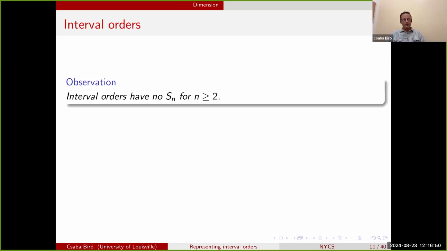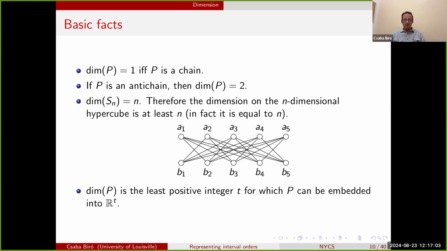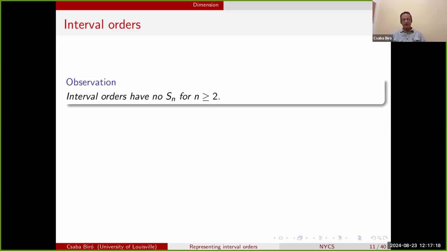Okay, so here's an observation. Interval orders do not have these posets Sn, not even for n equals 2, because 2 plus 2 is... if I go back here, this poset is full of 2 plus 2s, right? A1, B2, and, I don't know, A2, B5, I think. Yep, they form 2 plus 2s. So even just for n greater than or equal to 2, for n equals 2, Sn is in fact a 2 plus 2 itself. So these are not interval orders.